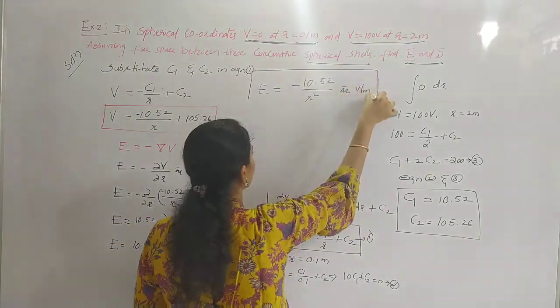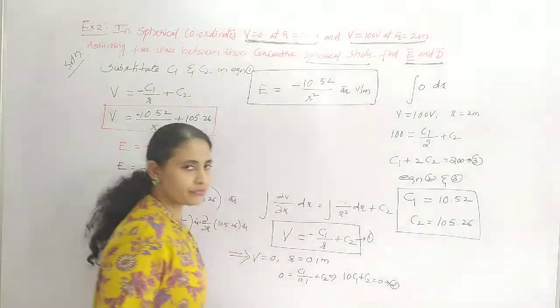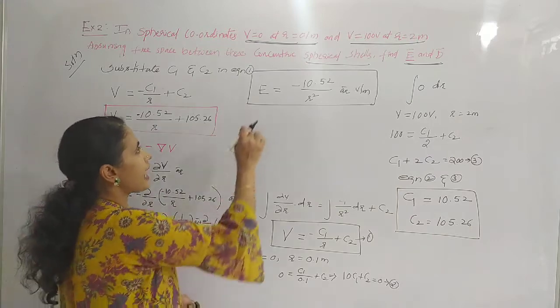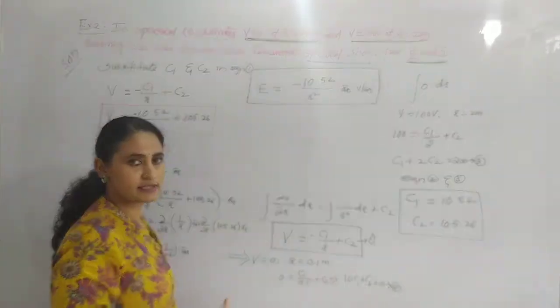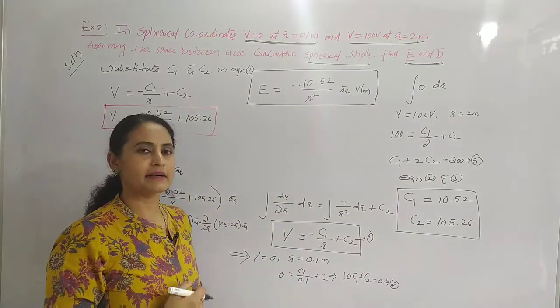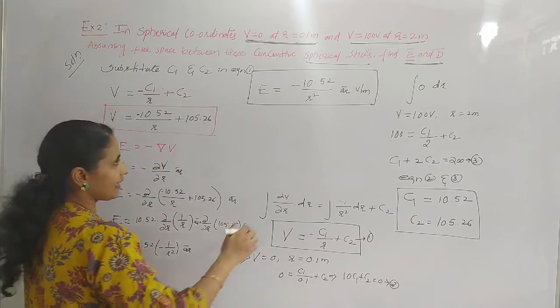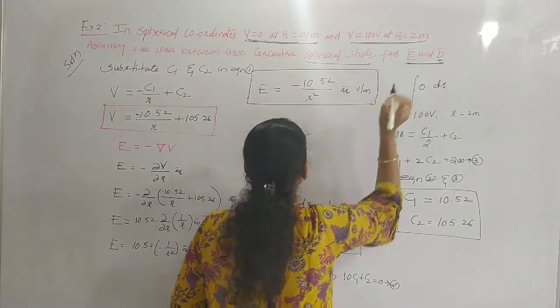Okay. The question is to find the value of E. If you substitute R as 0.1 meters, then we will get the electric field at 0.1, that is on the first spherical shell. If you substitute R as 2 meters, then we will obtain the electric field at the second sphere.